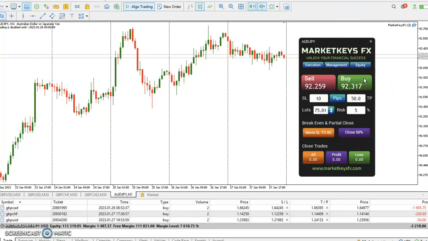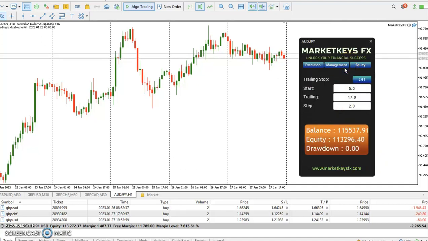All right. It also has other features. It allows you to move your stop loss to break even. It allows you to close 50%. You can close all the profit trades, all the loss trades, or just close everything. Right. The management section is very simple.